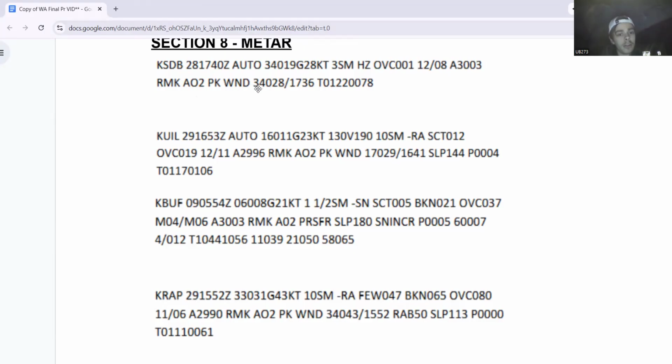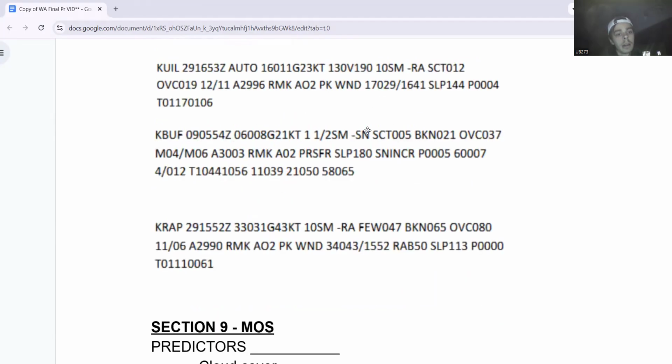Peak wind was coming from 340 degrees. It was 28 knots and it happened at 1736 Zulu, which would have been 12:36 p.m. EST. Now, this is telling you the exact temperature and dew point, one more specific than the rounded values. This zero means positive, 12.2 degrees Celsius, positive 7.8 degrees Celsius for the dew point, and that rounds to what you see there. That's the first one.